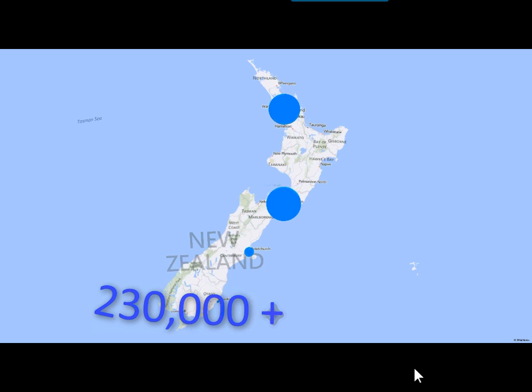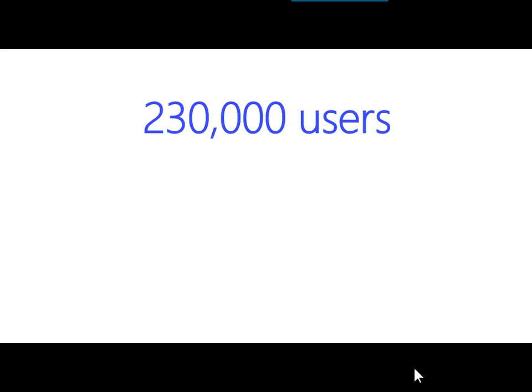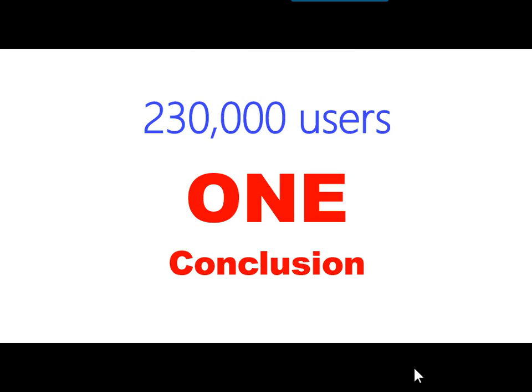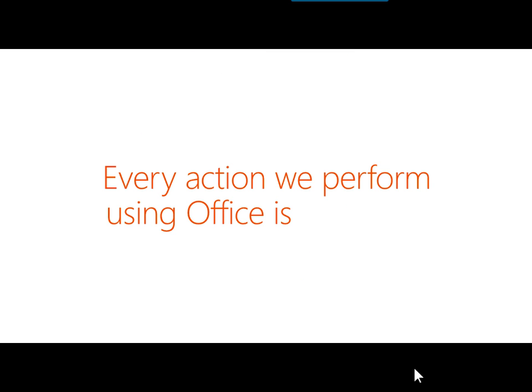The issue is, I have interacted with so many people like this. We have 100 people here, like this, so many people. They learned from me, but while interacting with them, I also learned from them. So what did I learn about how people use Office? There is one conclusion, and you'll be surprised what the conclusion is. Fill in the blanks. One word is missing. Every action we perform using Office is, fill in the blanks. One word.